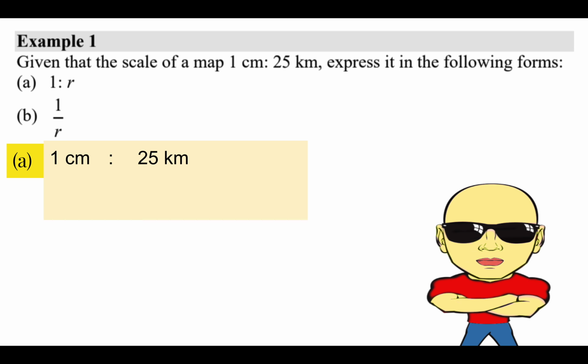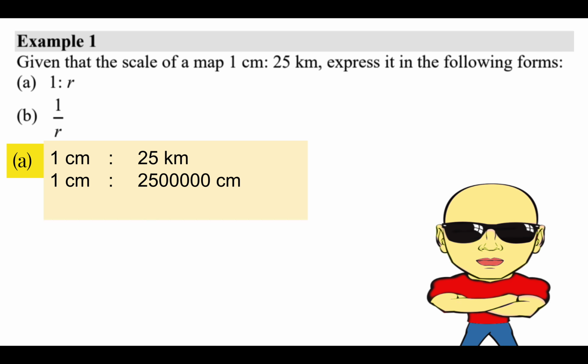Now, in order to express it as a proper ratio, we need to make sure that there are no units. So how do we actually eliminate units from our comparison? The first thing we are going to do is to change the values that are given to us so that they are of the same units. My recommendation is to convert kilometers into centimeters over here. So by converting them, we have 1 centimeter to 250,000 centimeters. It is important to get the number of zeros correct. If not, your answer will not be accurate, right?